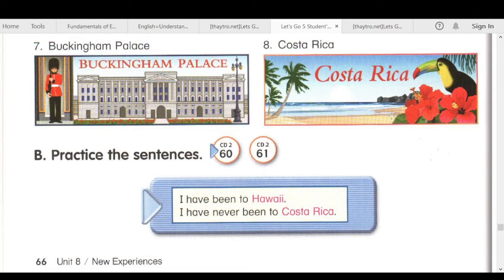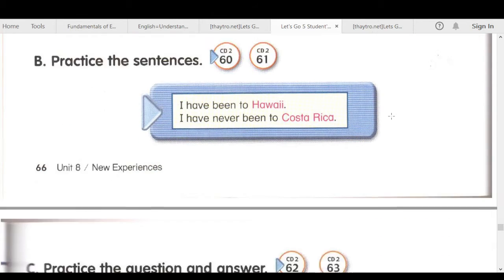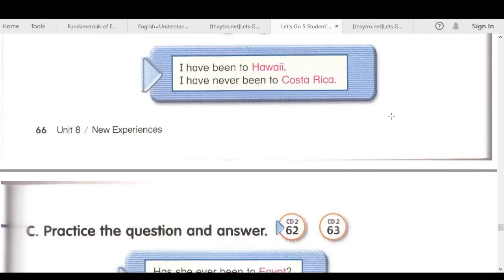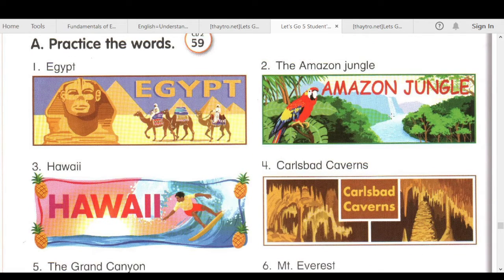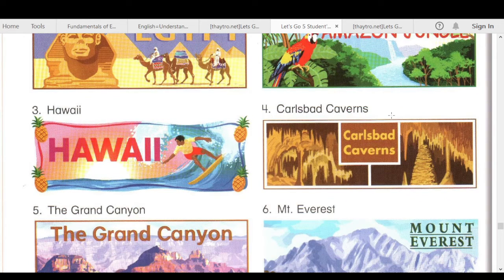B. Practice the sentences. I have been to Hawaii. I have never been to Costa Rica. Number 1. I have been to Egypt. I have never been to Egypt. Number 2. I have been to the Amazon jungle. I have never been to the Amazon jungle. Number 3. I have been to Hawaii. I have never been to Hawaii.